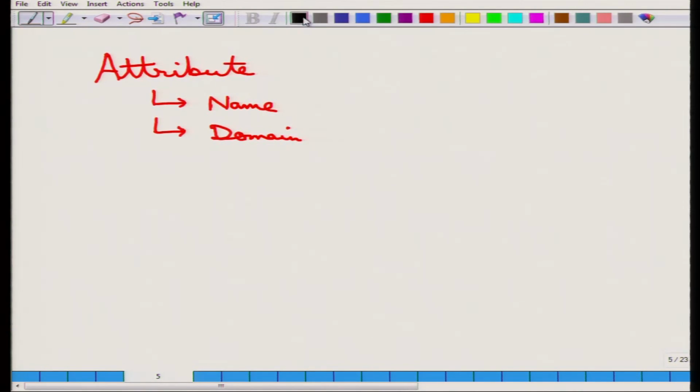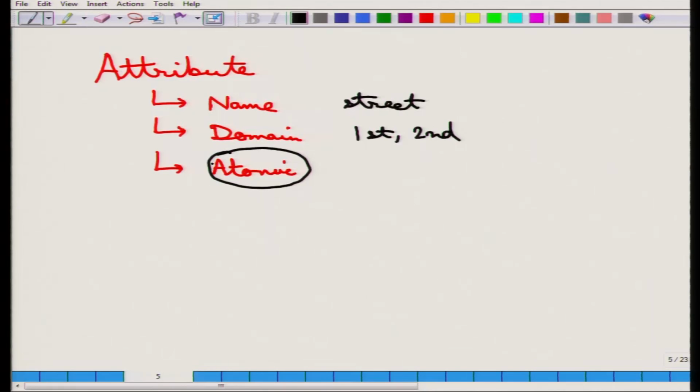So if we go back to the last thing, street is an example, and the domain here was first and second. Generally these attributes are atomic. Now, atomic, what does atomic mean? This needs to be defined a little bit. Atomic means that this cannot be subdivided any further. So the first, the name, the first street cannot be subdivided any further.